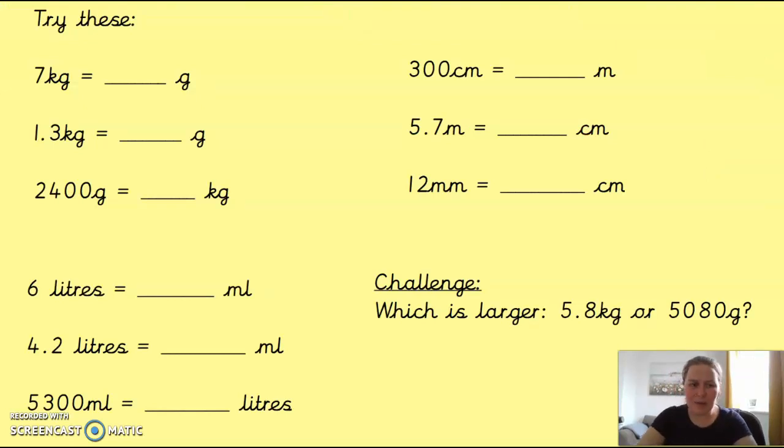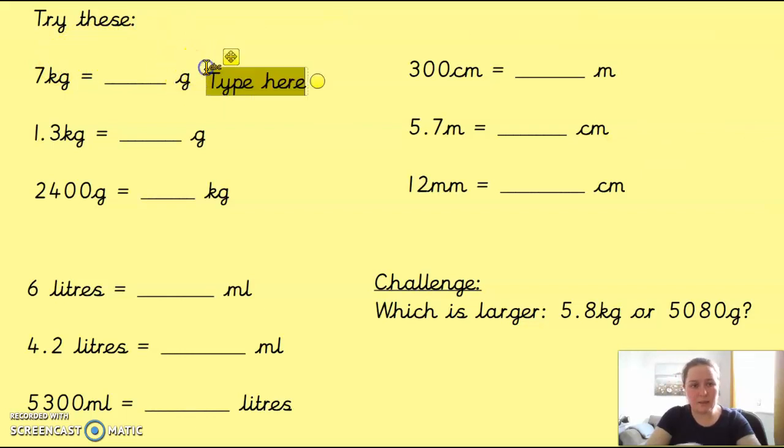Let's have a go at doing these together. So 7 kilograms to grams. I want my number to get bigger because 1 kilogram is 1,000 grams. It's 1,000 times bigger. So I'm going to times 1,000.